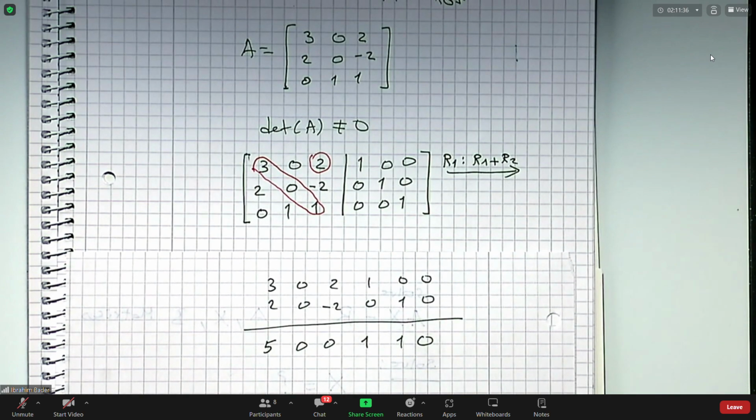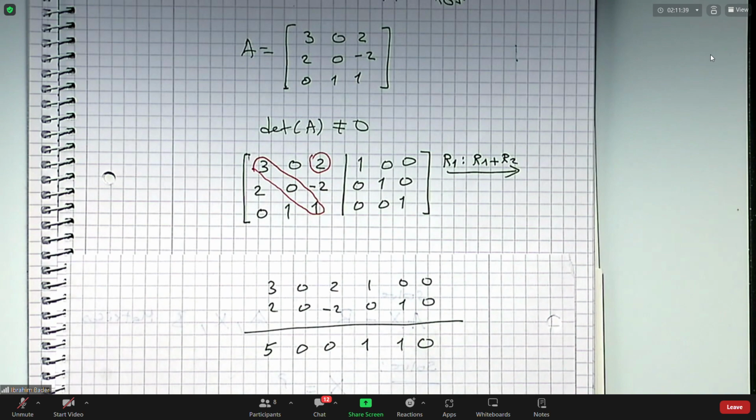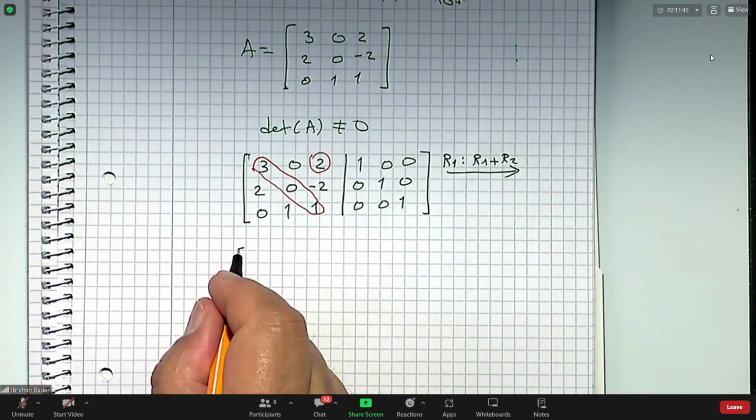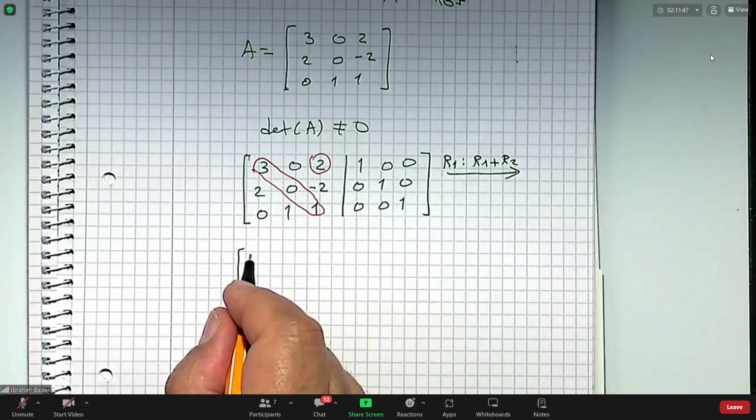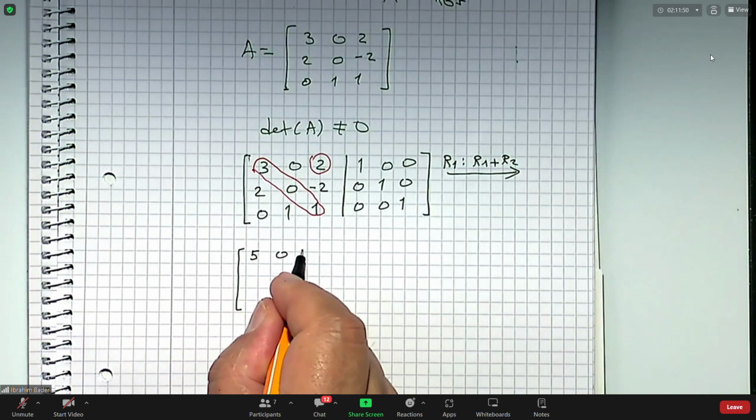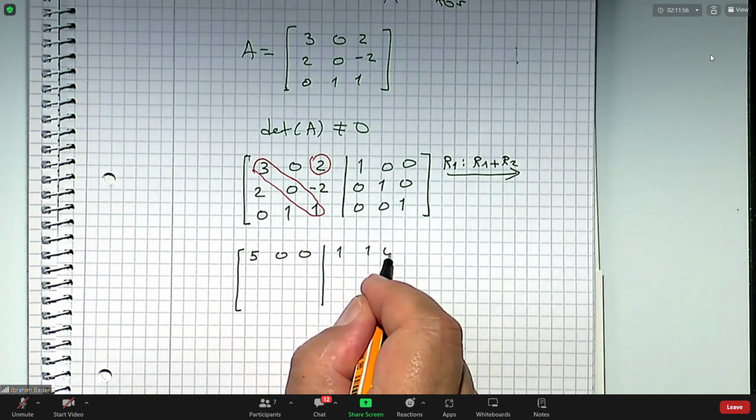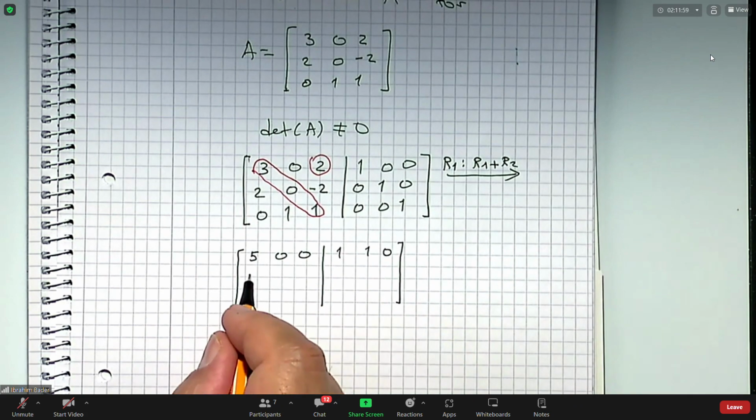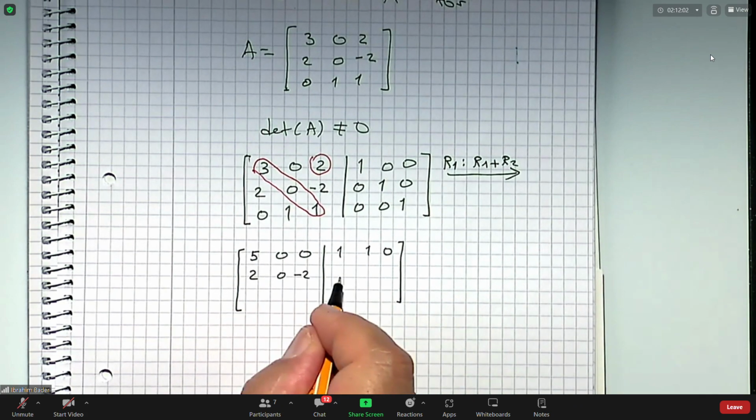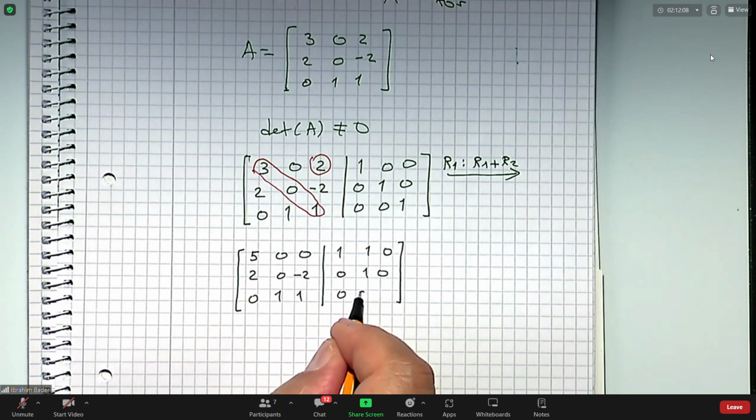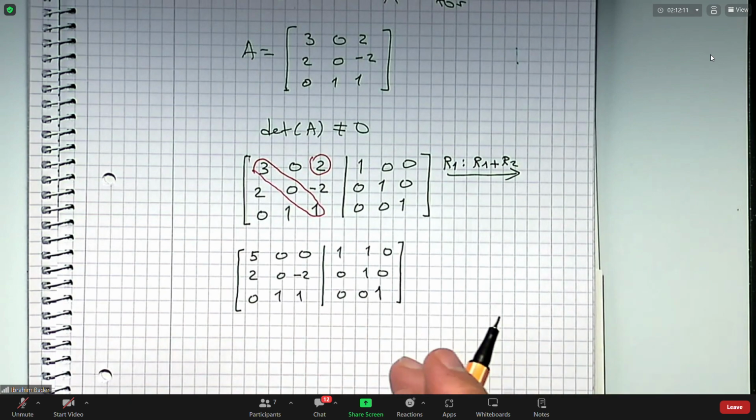Agree? Even if it's a very simple step, just use the scratch paper. So here I have 5, 0, 0, and here I have 1, 1, 0. The other lines remain untouched: 2, 0, -2, 0, 1, 0, and 0, 1, 1, 0, 0, 1. Okay.